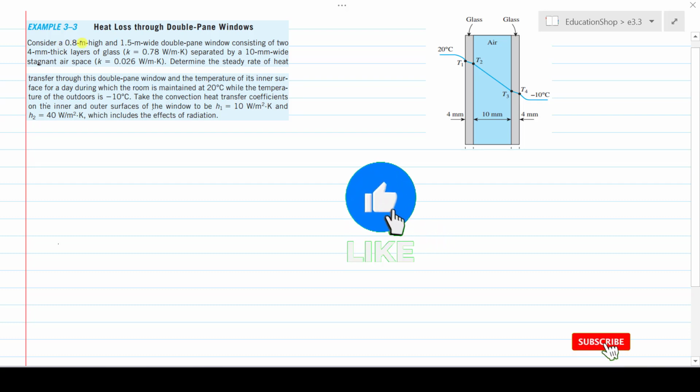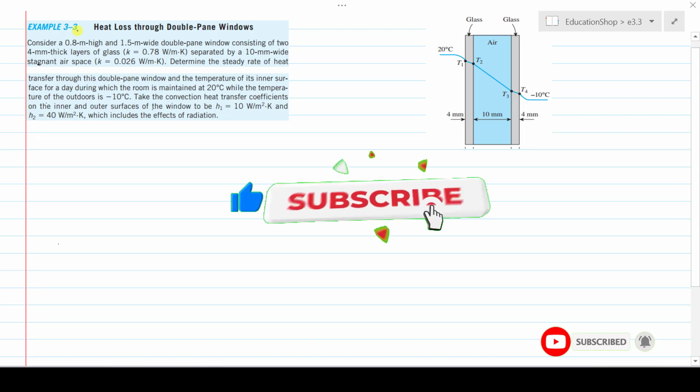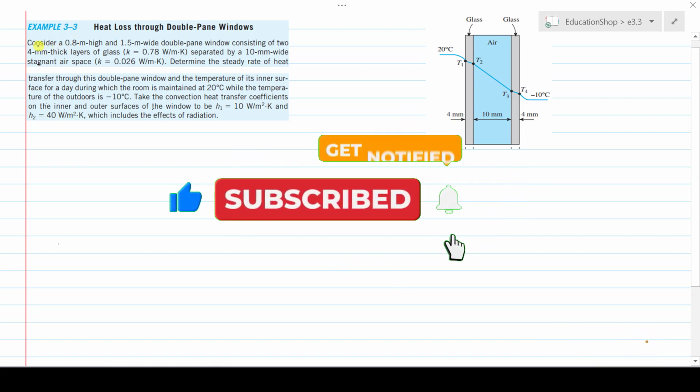In this series on heat loss through a double pane window, this is Example 3.3 taken from the Heat Transfer Essentials book. Here is the statement of the example.